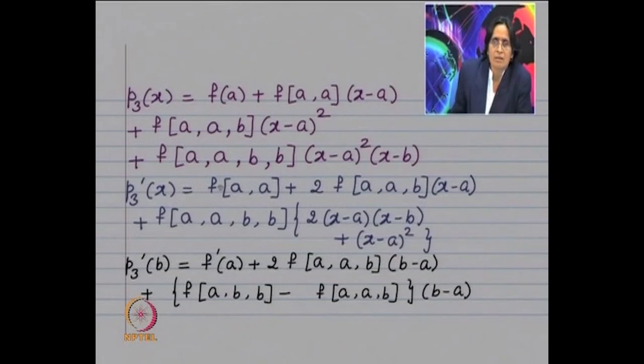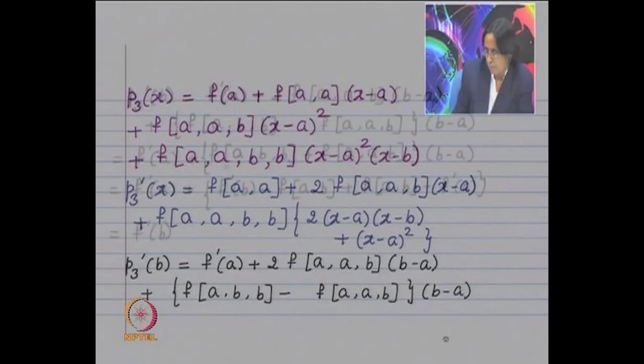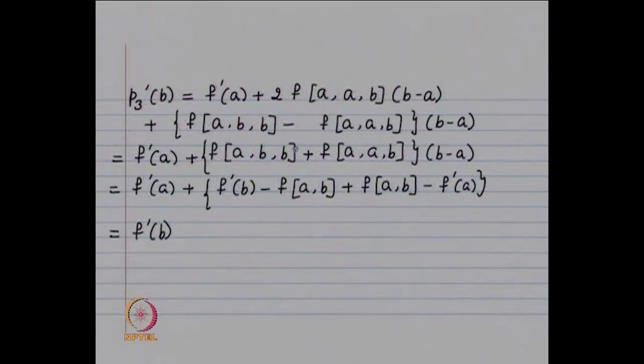So, this is our p3 dash x we have seen earlier. Put x is equal to b, and then you will have f dash a plus 2 times f[a, a, b] into (b minus a) plus this. This will be nothing but (f[a, b, b] minus f[a, a, b]) divided by (b minus a). We are putting x is equal to b, so no contribution from this term, and then you have got b minus a. So, this was our p3 dash b.